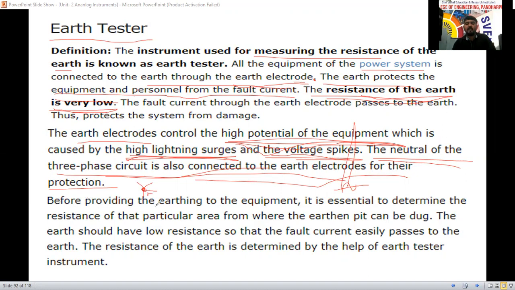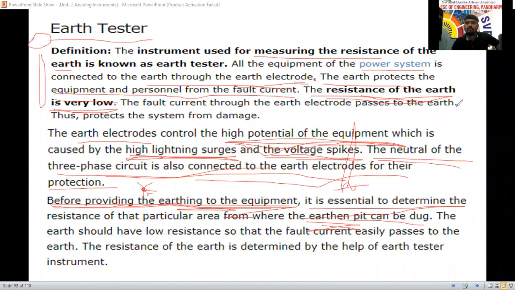Before providing earthing to any equipment, it is essential to determine the resistance of the particular area where the earth pit can be dug. We can use an aluminum earth rod, a copper rod, or a plate. That is what we call the earth pit.